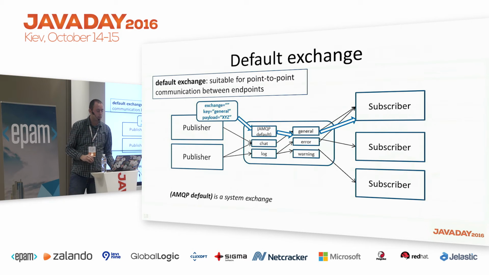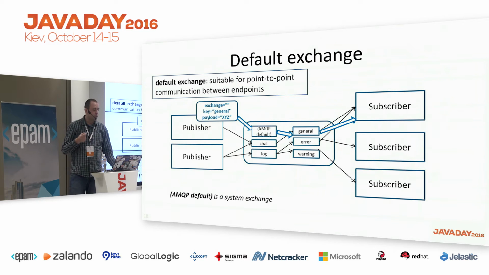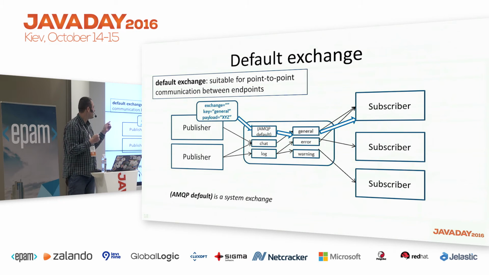And now if we look at each of those types briefly, a default exchange is very convenient for point-to-point communication. For example, you send a message to the default exchange, which has an empty name. As you can see here, we have an exchange which is specified with an empty name. And that exchange is a system exchange defined by RabbitMQ. When you send a message with a key of general to the default exchange, which is AMQP, it is delivered to a queue which matches the name of the message key, which in that particular case is general. So RabbitMQ determines that we have a queue named general, and it delivers those messages to that queue.